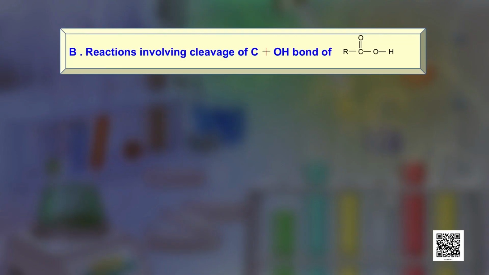Now, having discussed the acidity in detail, let us consider the other reactions of carboxylic acids. The second category here is now the reactions involving the cleavage of C-OH bond. That means the C-O bond is now breaking in these reactions of the carboxyl group. We will focus on the COOH and we will consider the breakage at the C-O bond here. The reactions are very interesting ones.